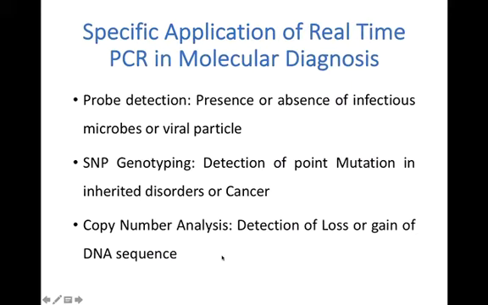So, a very specific application of the real-time PCR in the molecular diagnosis includes the probe-based detection for the presence or the absence of the infectious microbes or the viral particles. SNP genotyping, that is used for the detection of a specific mutation in a specific gene that is causing either a genetic disorder, inherited genetic disorder, or cancer condition. And the real-time PCR is also used for the copy number analysis, that is used for the detection of the loss or the gain of the DNA sequence, and is also responsible for certain kind of genetic disorder as well.